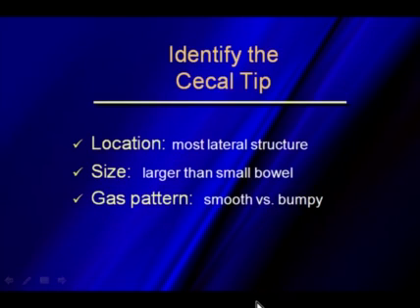So the first thing we're going to do, how do we identify the cecal tip? In location, it's going to be the most lateral structure that we're going to be scanning in the abdomen. If you look at the size of it, it's larger than small bowel. And when we look at the gas pattern, we're going to look for what's called a bumpy gas pattern when identifying the cecum versus a smooth gas pattern.